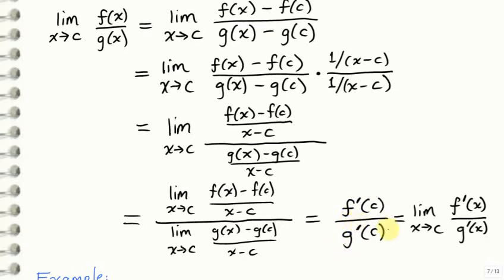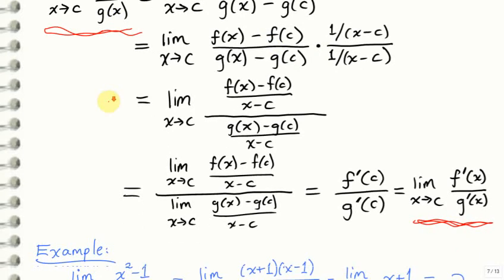which I'm going to rewrite, again, as another limit problem. This is the limit as x goes to c of the derivative of the top divided by the derivative of the bottom. So again, this is why this expression up here is equal to this expression down here. But remember, this only works if you have an indeterminate form.